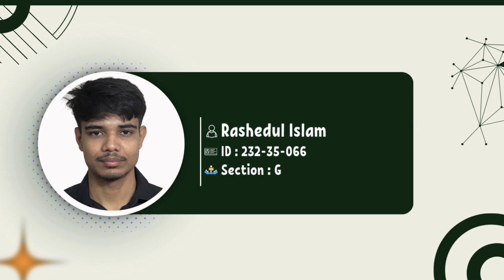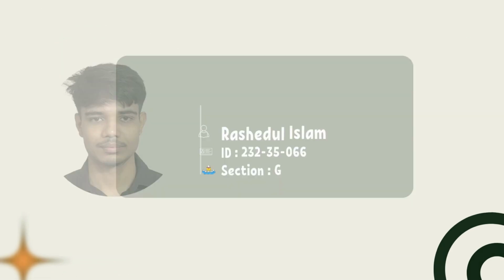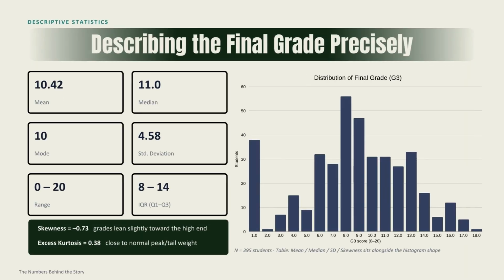My name is Rashidul Islam and my student ID is 232350066. First, let's look at the descriptive statistics. We analyzed 395 students. The mean of the final grade is 10.42, while the median is 11, showing that the typical score is around 10 to 11. The standard deviation is 4.58, which means the grades vary moderately around the average.